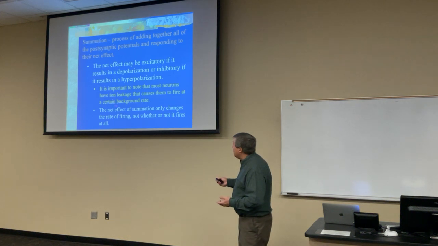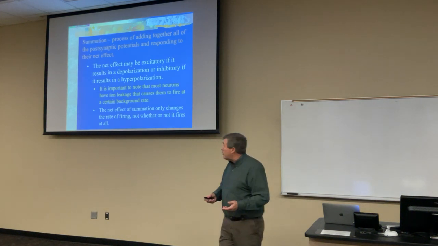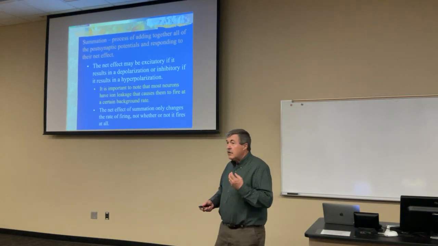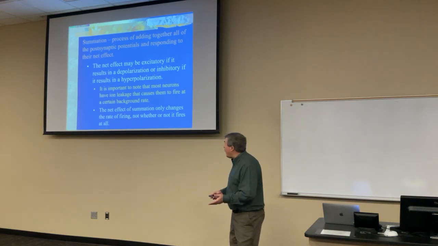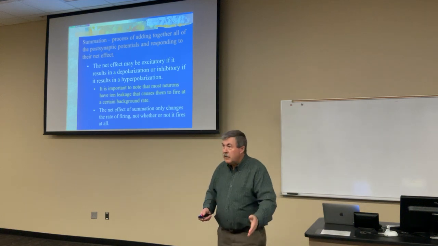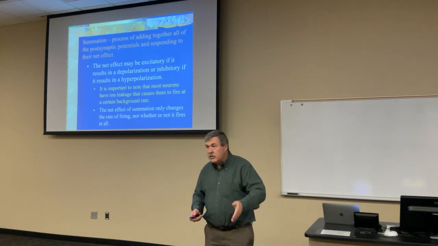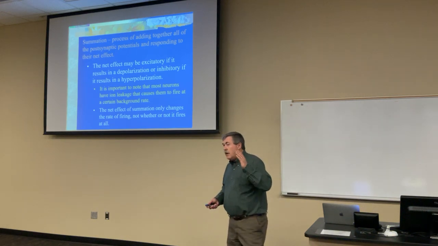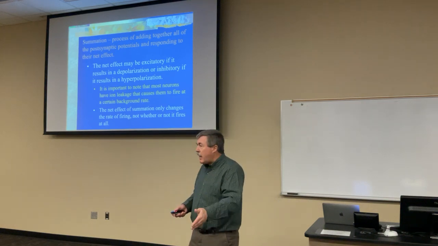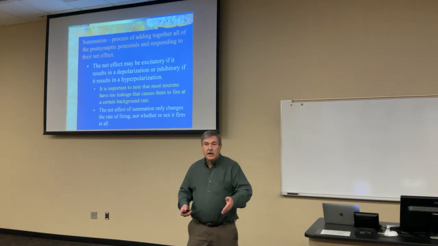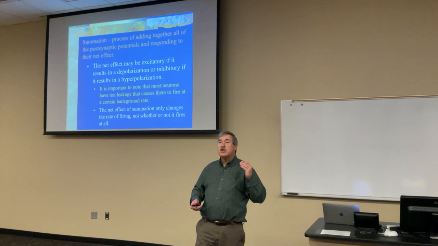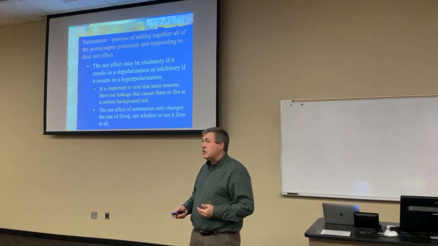Okay, now, it's important to note that most neurons have ion leakage across the membrane that causes them to fire at a very slow rate all the time. So most neurons are firing at a very slow rate continuously. And so I think it's important to note it's not whether or not a neuron fires that determines whether, let's say, a skeletal muscle fiber contracts. It's the frequency of action potentials, actually.